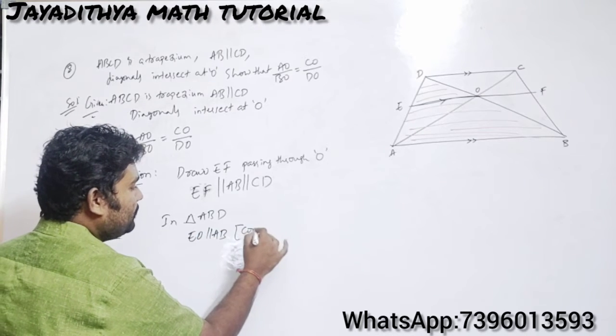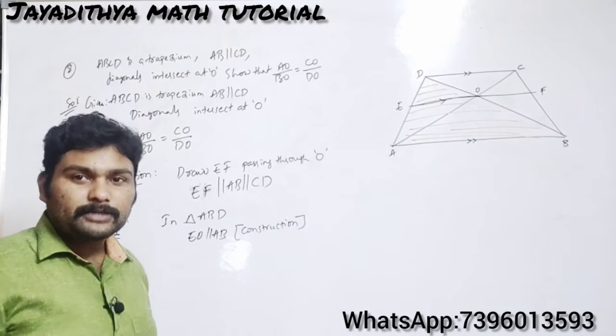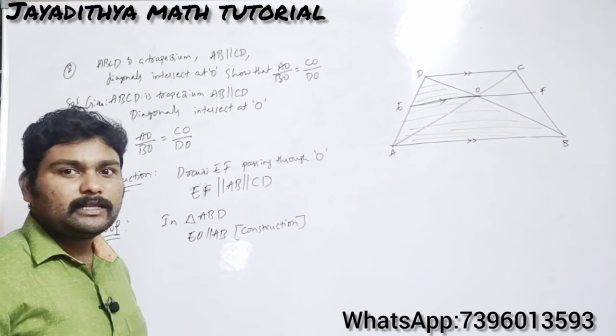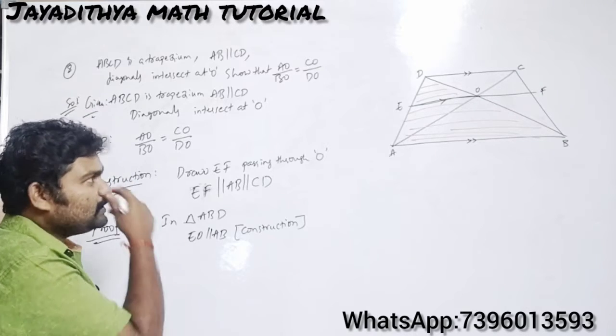So how you got this one? By construction. You should mention this one. Why? Because all these problems comes under reasoning and proof. So you should definitely mention the reasons. If you don't mention the reasons, you will not be awarded complete marks here. So EO is parallel to AB.